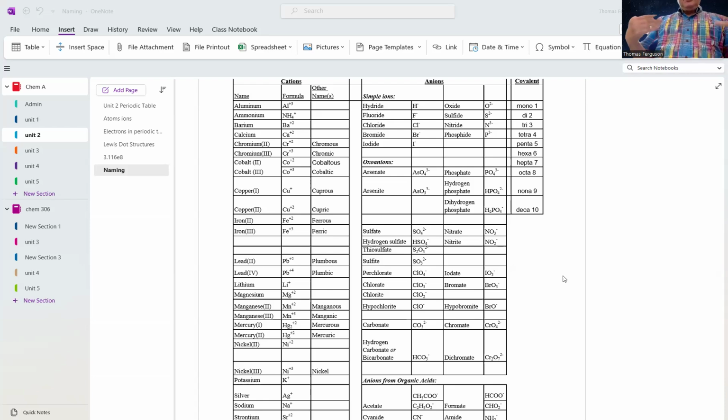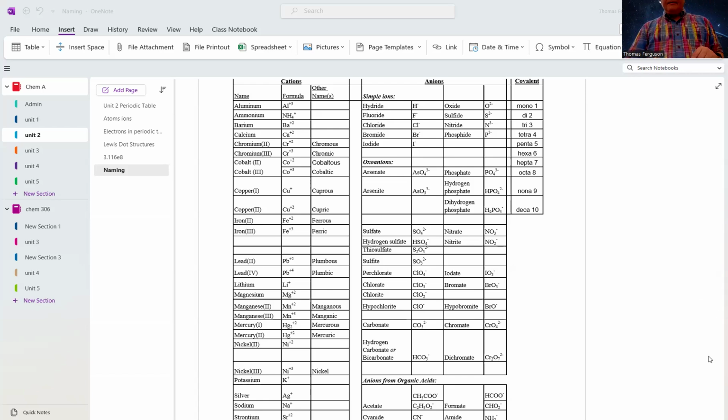Okay, so what you need is a common ion chart to figure out whether your compound is ionic or not. If it's not ionic, then it's covalent. Unfortunately, the naming conventions are different. That's why you have to figure out what you got first. Yes, covalent and molecular are the same thing.